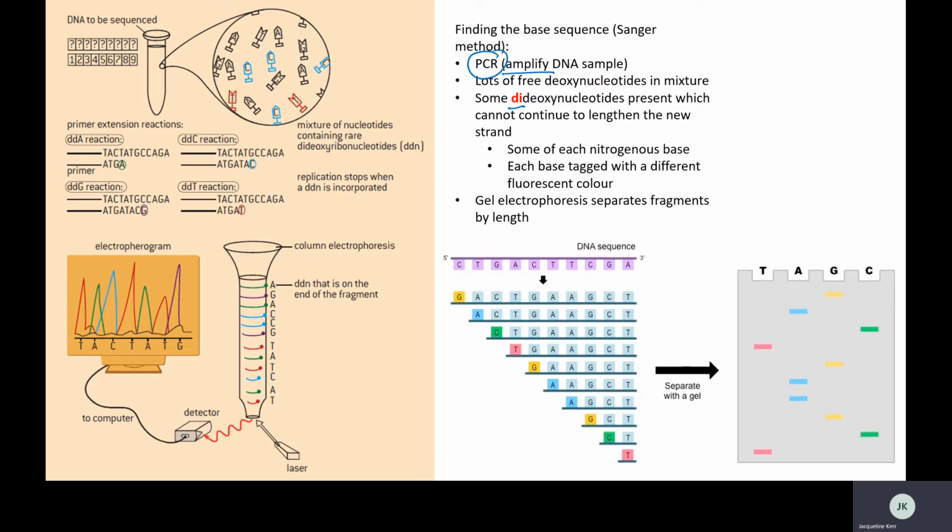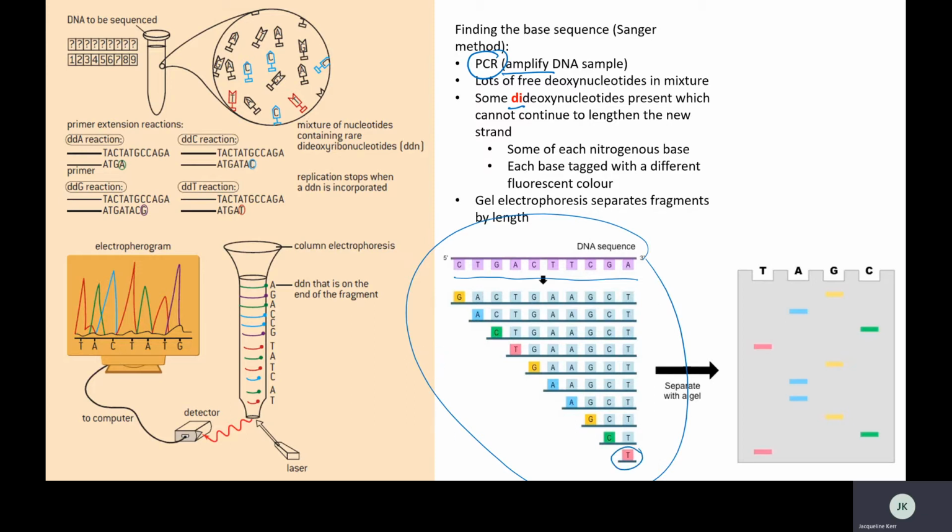And if each of these little dideoxynucleotides in the mixture, if each nitrogenous base, so A, T, C, G, are all tagged with a different fluorescent color, then you get something you can see in gel electrophoresis. And you can put them in order of size and work out the sequence of bases. So let's say here, for example, in this picture, let's say you started to copy this DNA sequence in purple here, using the complementary bases. And then just by chance, you're going to get this whole range of fragment sizes.